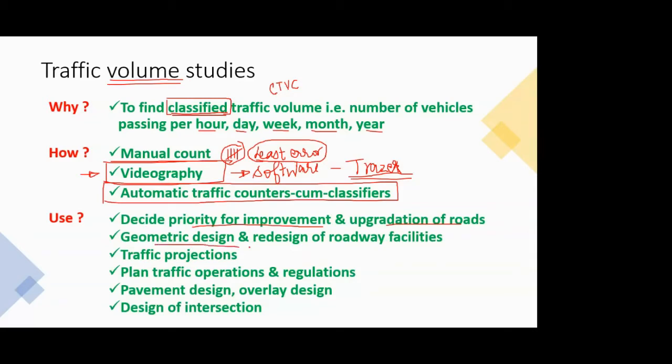Then obviously the geometric design or the redesign of roadway facilities, as in whether you have to construct a two-lane road, and what the design speed should be. This all depends on the actual traffic volume. If you have to redesign, you need to know the volume by capacity ratio. If the volume by capacity ratio is approaching 1, how will you know that it is approaching 1? By finding out the volume. And how will you know the volume? By doing these traffic volume studies. That in turn will tell you whether there is a need for an extra lane or not.